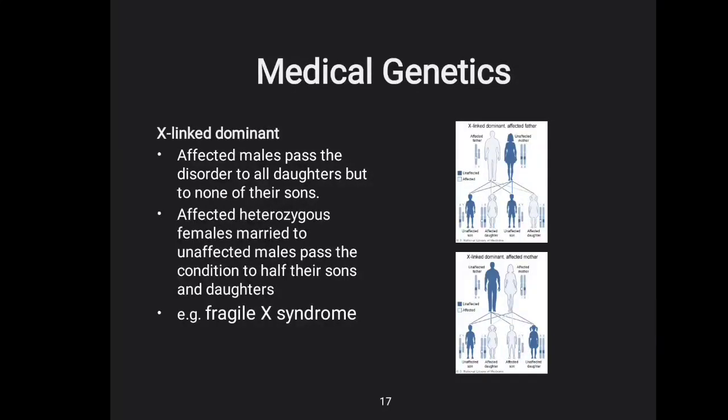Now X-linked dominant: an affected male passes the disorder to all the daughters, but none of his sons. Why? Because it is X-linked, and the male passes this to his daughter, not to the son, because to the son he shares his Y chromosome, not the X chromosome. An affected heterozygous female married to an unaffected male passes the condition to half their sons and daughters. And the example of this disease is fragile X syndrome.